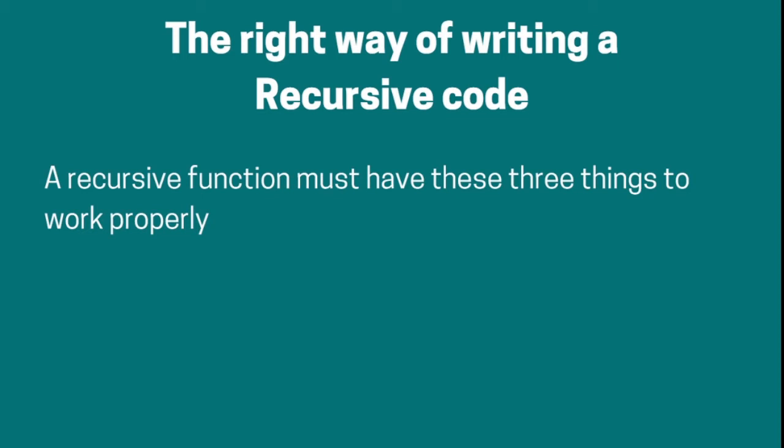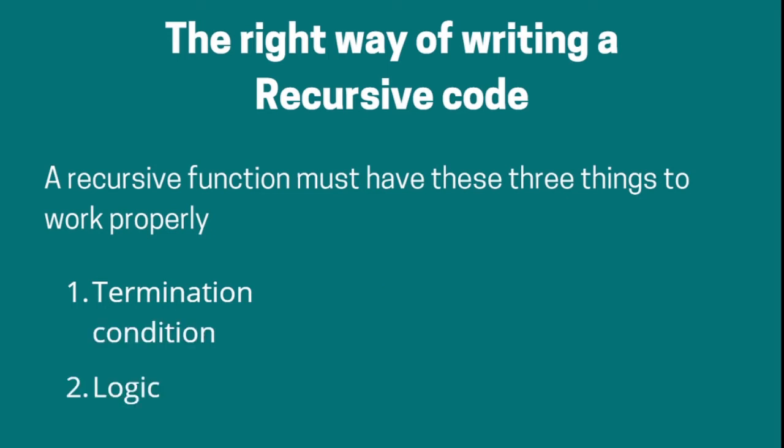A recursive function must have three things to work properly. The first thing is the termination condition. As the name says, this is what is going to make the function terminate. This is what is going to make the function not be an infinite loop, because that was the problem with the function we just talked about. The second thing is the logic. What do we want to do? What do we want to solve? What is the problem asking us to solve?